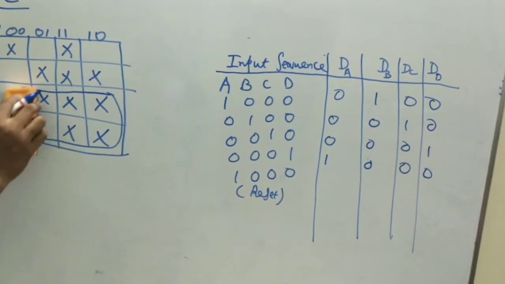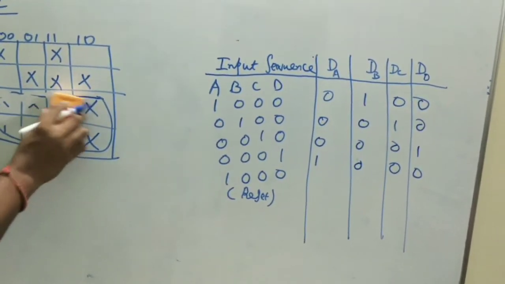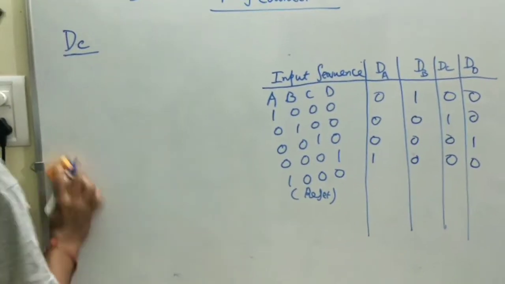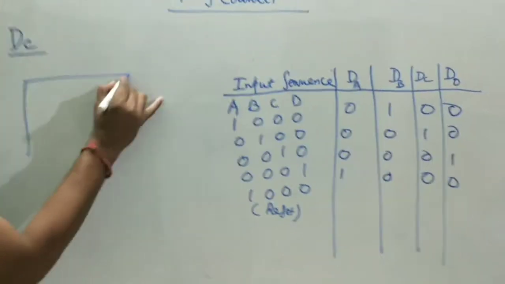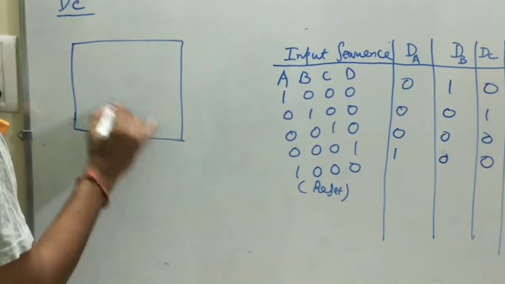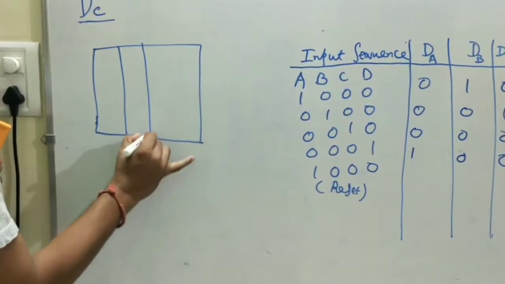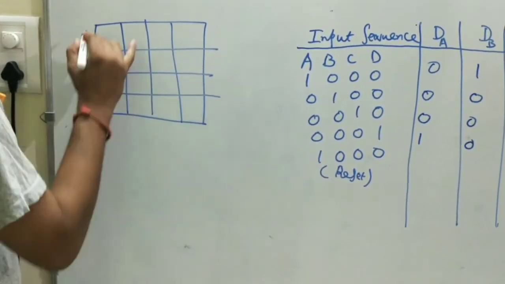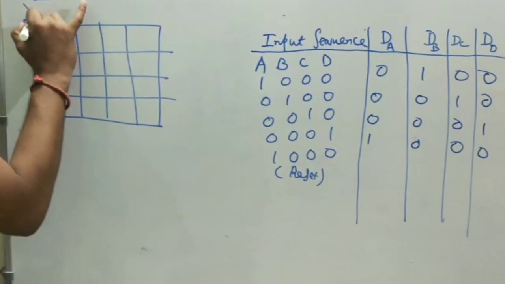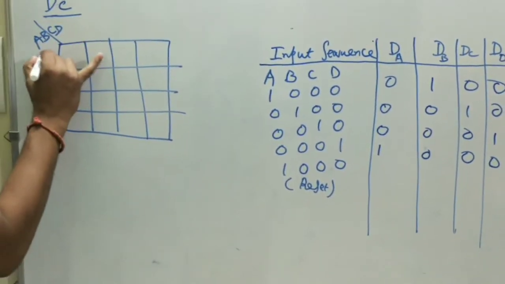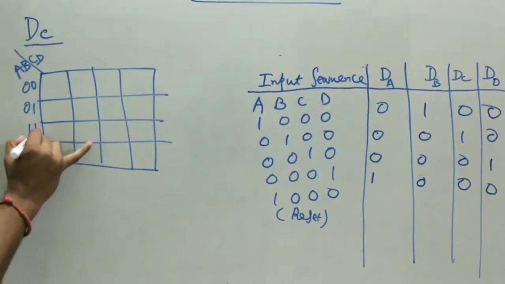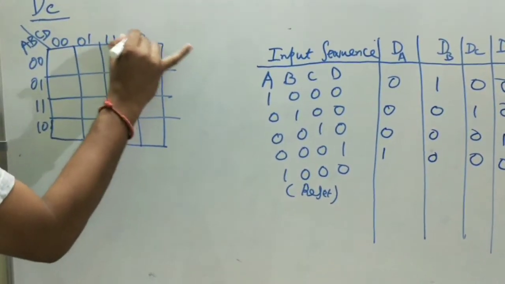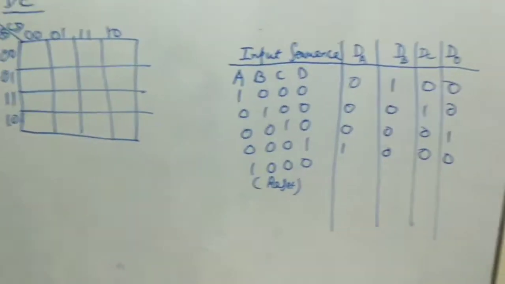But we'll erase it and we'll do it. Right. It's very easy to construct this counter. AB, CD, 0, 0, 0, 1, 1, 1, 1, 0, 0, 0, 0, 1, 1, 1, 1, 0. Now we need to see the DC, right?